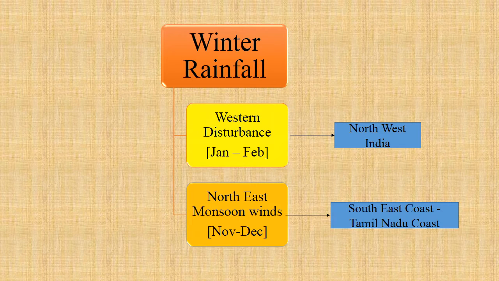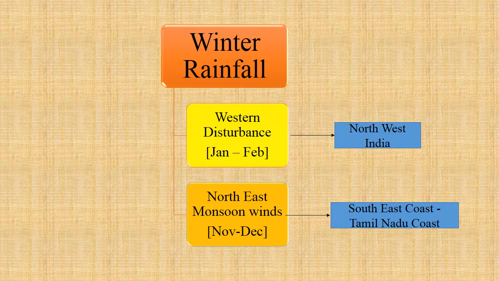The winter rainfall. The winter rainfall we receive from two important winds. The western disturbance, which we call temperate cyclones, which come from the Mediterranean Sea and reach India by the month of January and February. They give rainfall to northwest India in the month of January and February. The rainfall is 5 to 7 centimeters. And this rainfall comes in winter season in northwest India.